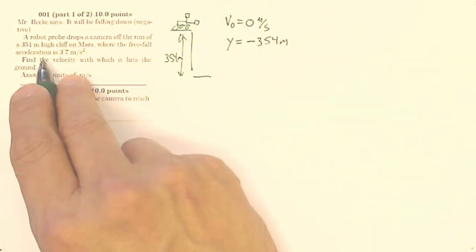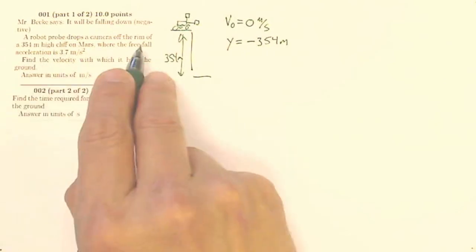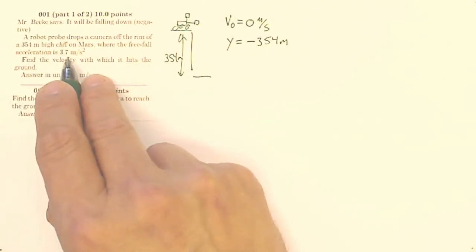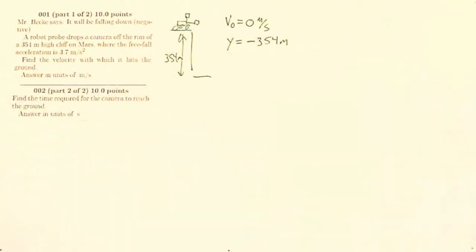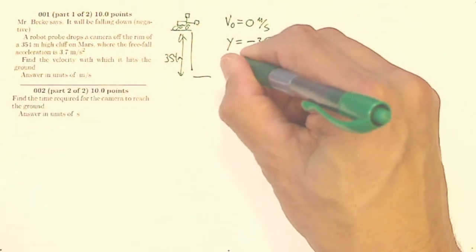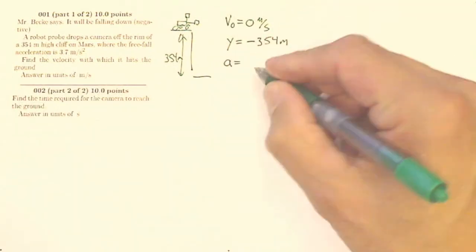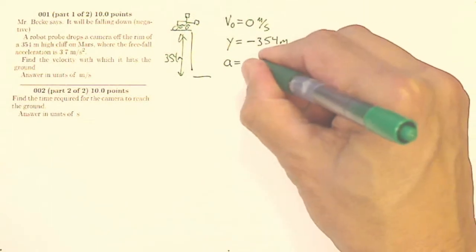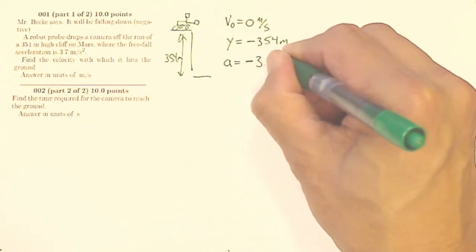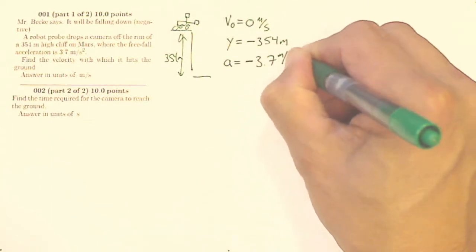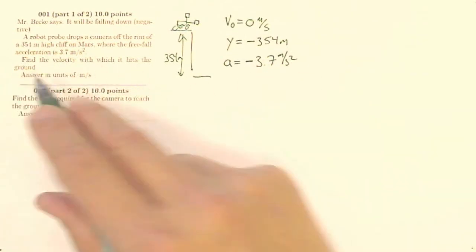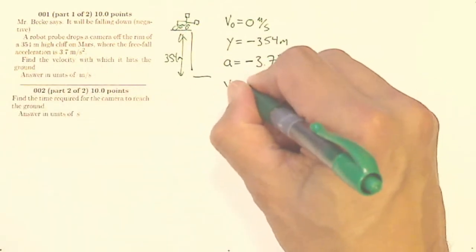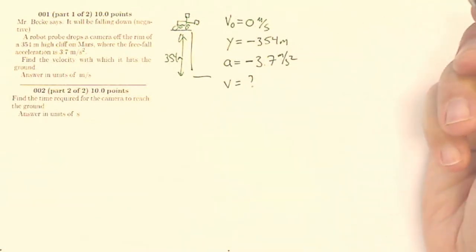Where the free fall acceleration, that's g for Mars, but it's not 9.8 here, it's 3.7 because Mars is a different planet than Earth. So the free fall acceleration is 3.7 meters per second squared. So my acceleration is going to be the gravitational acceleration on Mars in a negative direction, 3.7 meters per second squared because it's going down. Find the velocity with which it hits the ground. So my velocity is going to be what I'm looking for.